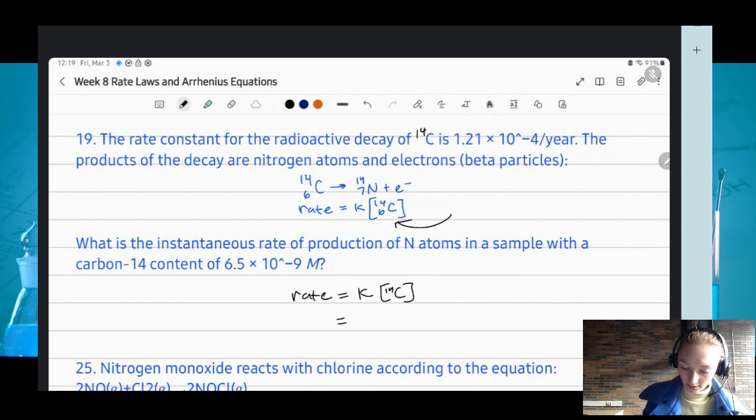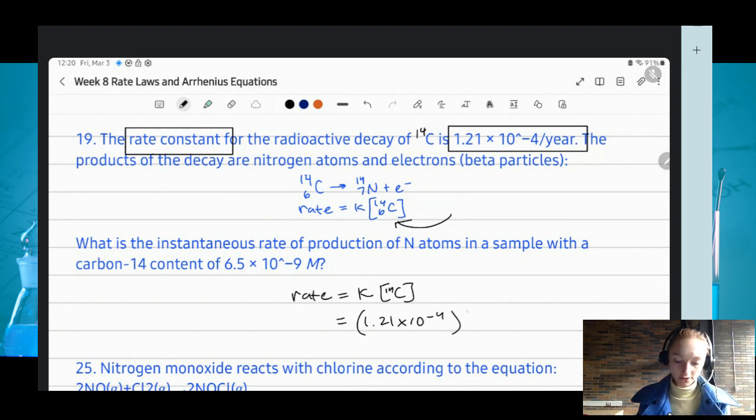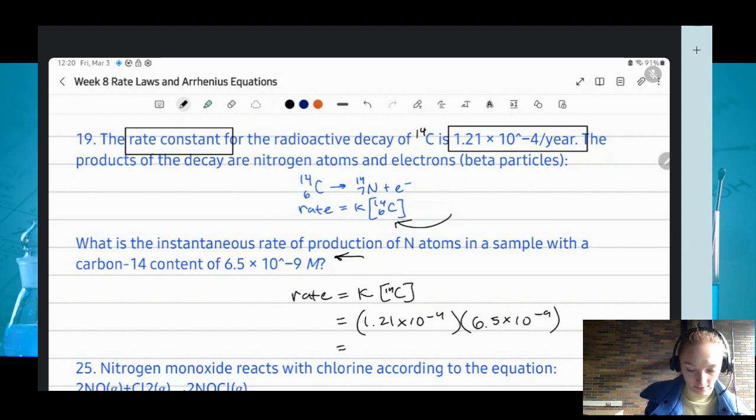And the K constant that we have here is 1.21. So it's this value right here that it gives, because it says the rate constant. 1.2 times 10 to the negative 4. And then the concentration is right here. It gives us the molarity. So that's 6.5 times 10 to the negative 9. And so multiplying that out will give us 7.865 times 10 to the negative 13.